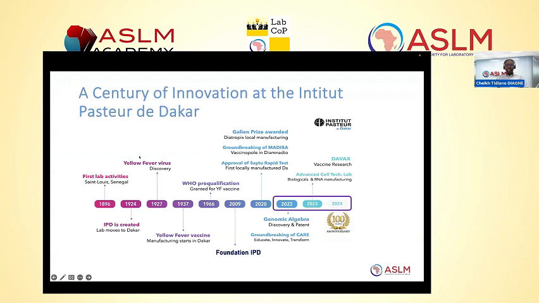So IPD has a Center of Innovation. It was created in 1896 with the first laboratory in the north of Senegal in Saint-Louis. And then the laboratory was moved to Dakar in 1924. And in 1927, IPD discovered the yellow fever virus. 10 years later, it started the manufacturing of the yellow fever vaccine. And in 1966, the vaccine was pre-qualified by WHO. And I think as we speak, it's the only human vaccine that is WHO pre-qualified in the African continent.